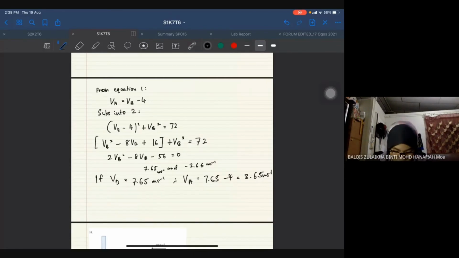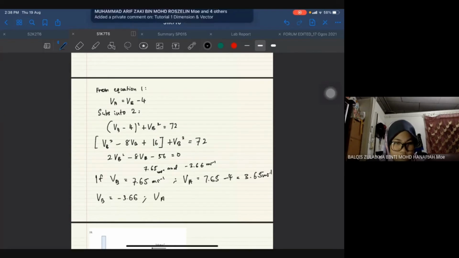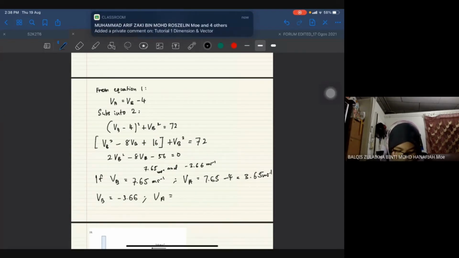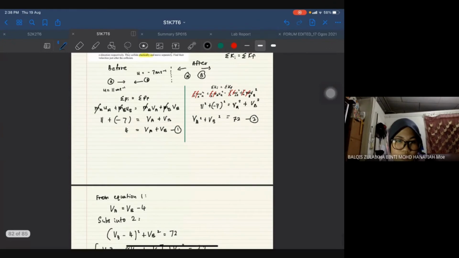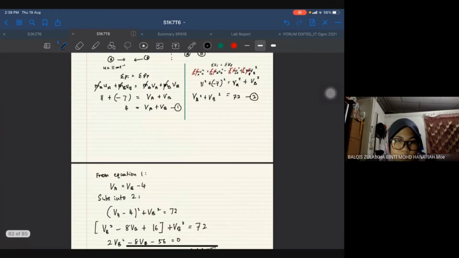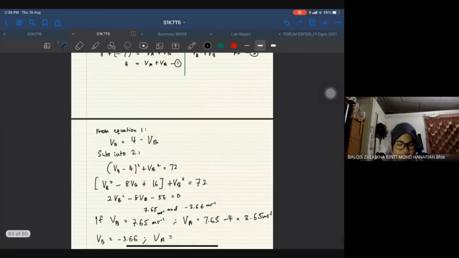Ada salah tak? Saya rasa macam patutnya negatif, tapi saya dapat lain. Sekejap. Dia sepatutnya 4 tolak VB tu. Kalau saya tulis 4 tolak awal, saya tulis terbalik. No wonder. Thank you. So it will be 4 minus VB. Okay. So if I do that, this one will be the same. Sama juga kan?